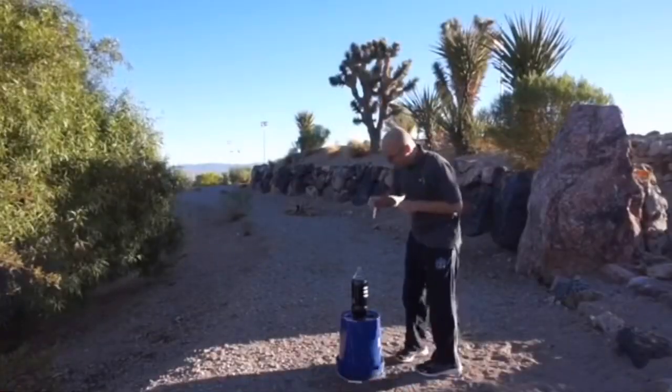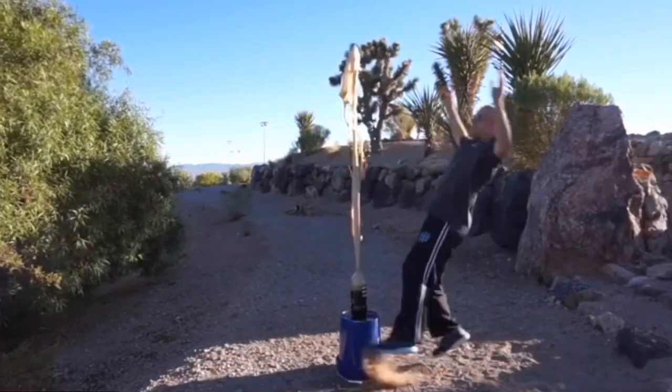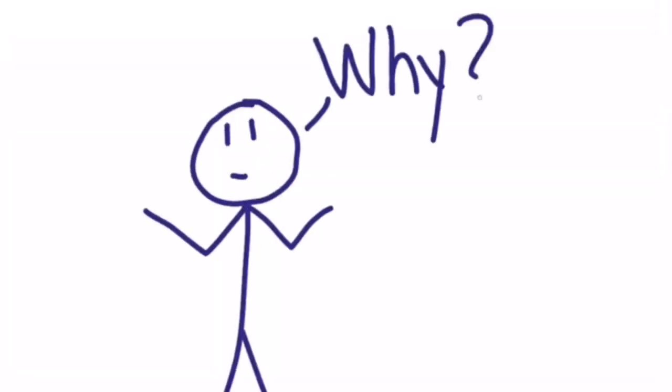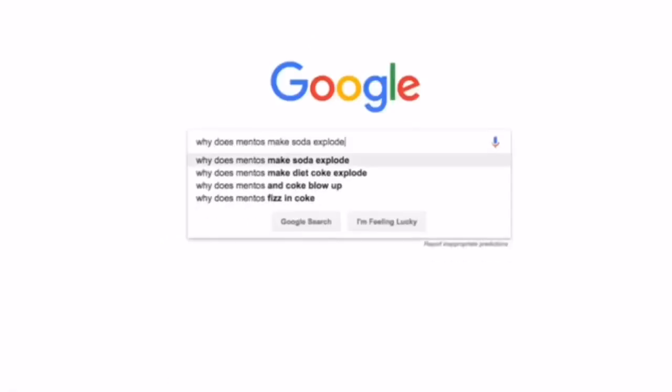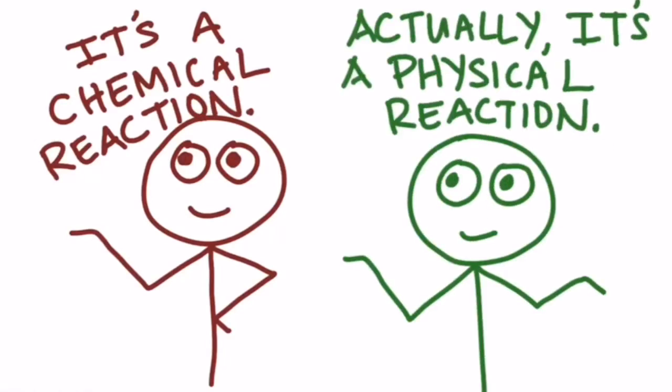Good job. Mentos plus soda produces an impressive fountain of bubbles. But why? Let's say you ask your friends and you search online, but you come up with conflicting answers. Some sources say that sugar reacts with the diet soda to make the fountain. It's a chemical reaction. Other sources say it's a physical reaction caused by the rough texture of the candy.